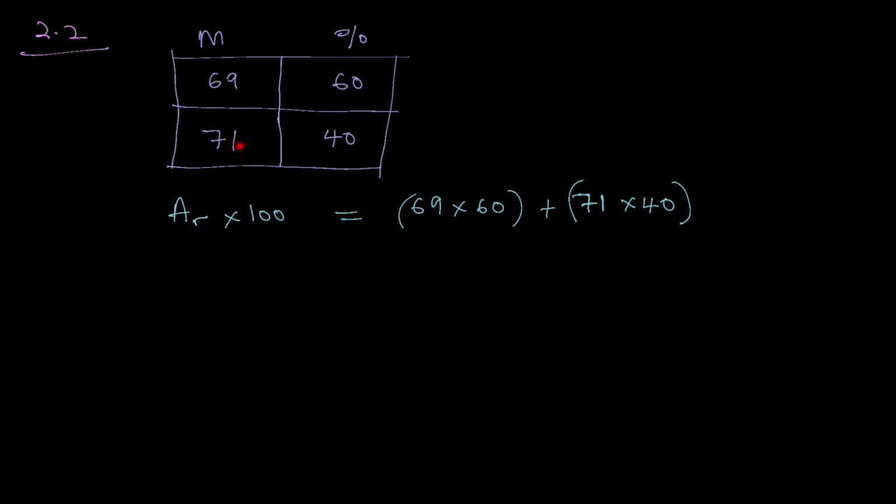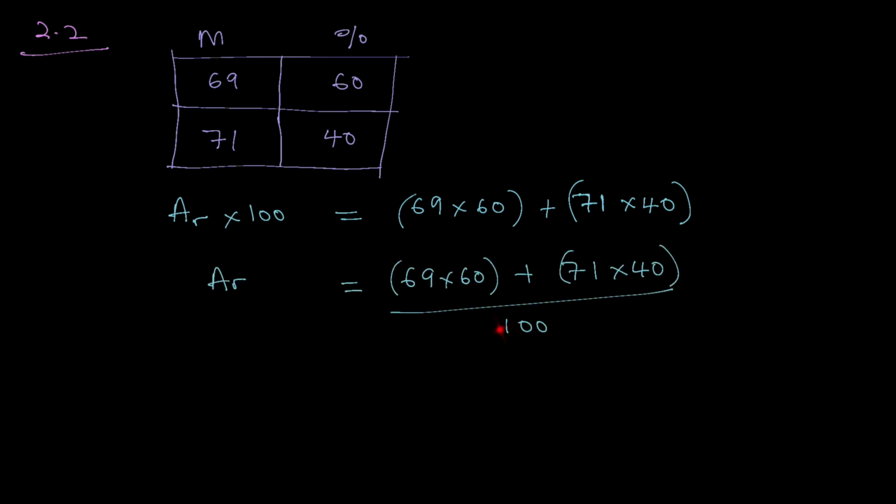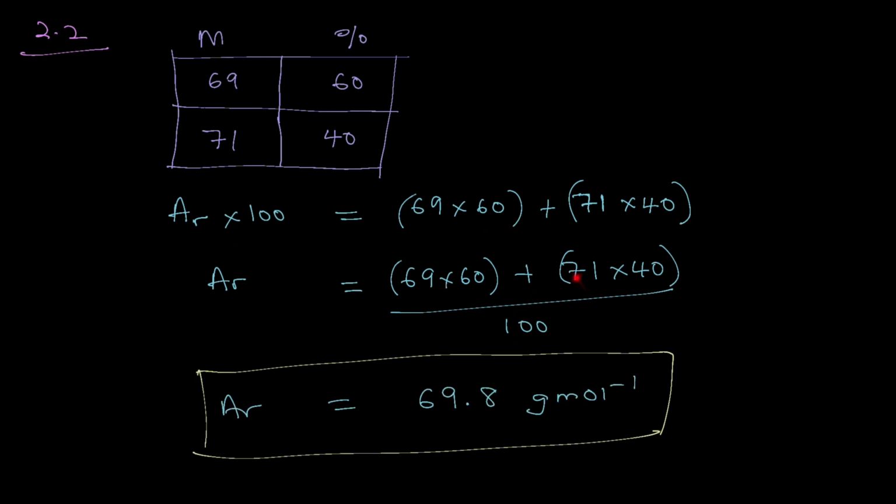And 71 times 40, and we add them together. And then we need to divide both sides by 100. So now we've divided both sides by 100. That 100 will cancel 100, and there will be 100 here, which is that. So now if we enter that into your calculator, you should get the relative atomic mass of gallium is 69.8 grams per mole to one decimal place.